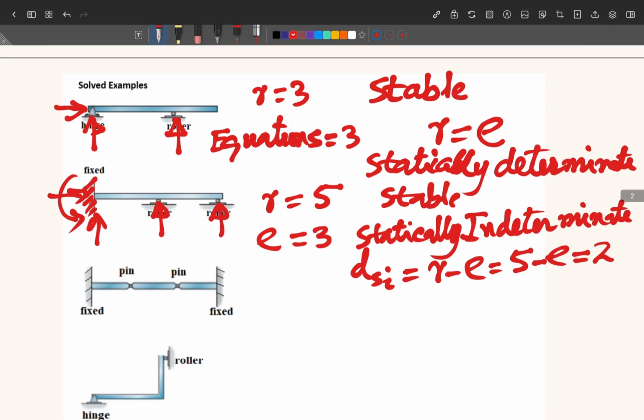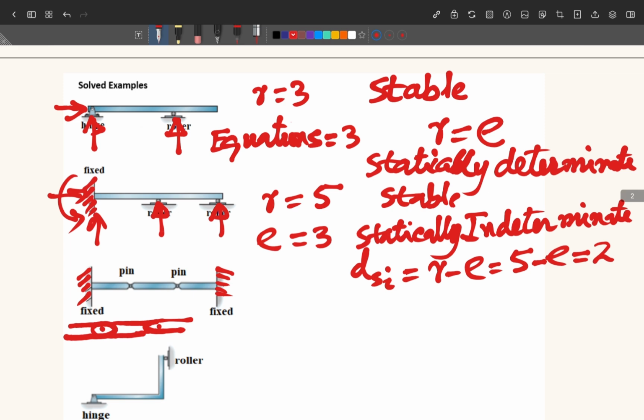Now we look at the third example. In the third one, we have these two supports as fixed supports. And then there are two internal pins. Internal pins means there are three different parts and these parts are connected. We have one part here and then there is an internal pin which has connected these two like this. Similarly here, another one, you will see. So these three pieces are connected.